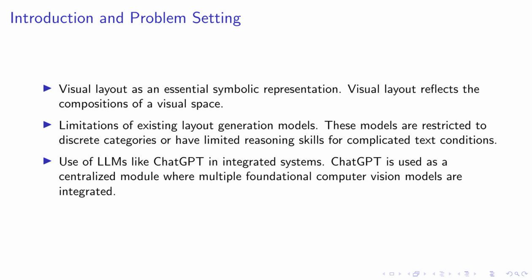Visual layout serves as a crucial symbolic representation, acting as a mirror to the compositions of a visual space. However, we encounter limitations with existing layout generation models. They are often confined to discrete categories and struggle with complex text conditions due to limited reasoning skills. In contrast, large language models, such as ChatGPT, have shown promise. They are being used as a centralized module in integrated systems, bringing together multiple foundational computer vision models. This approach has opened up new possibilities, but also new challenges, which we will explore in our research.